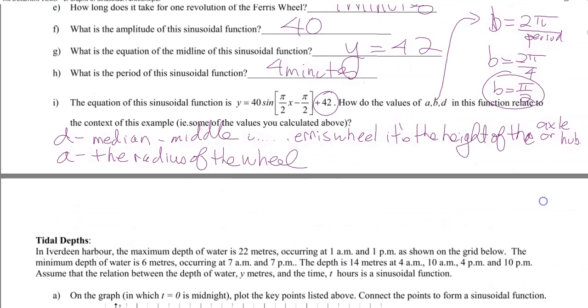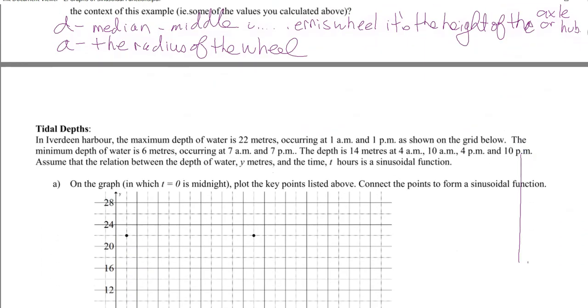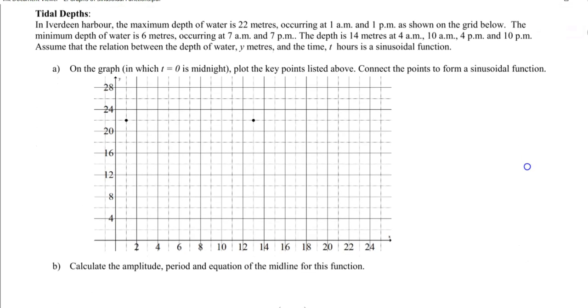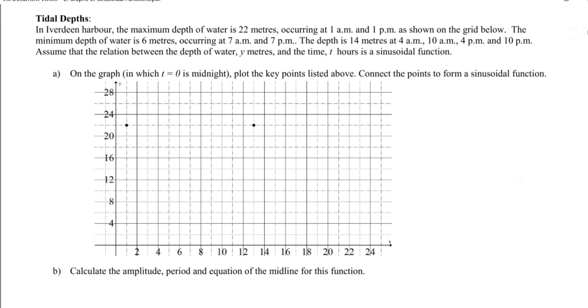So what we're doing now is we're looking at a graph, and now we're actually going to generate a graph. So given some information, and what we've got here is 2 points. So we take a look at this. It deals with tidal heights.